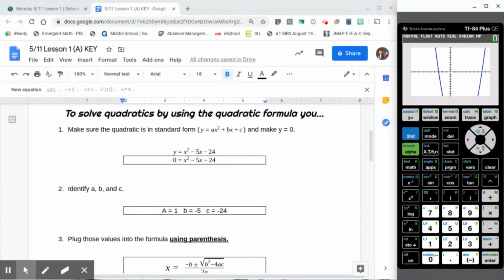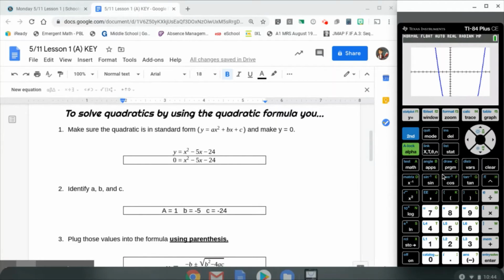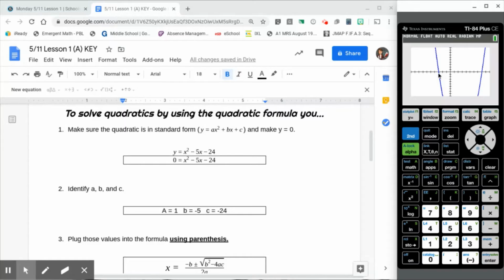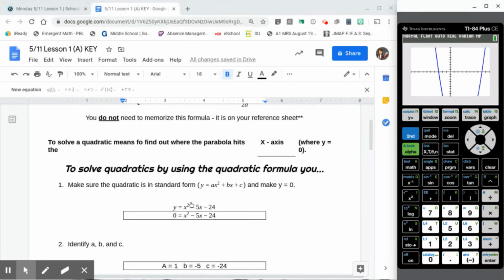We can't see the vertex. We could play around with the window, but we're looking for solutions, which means we want to look at where the parabola hits the x-axis. Now, it might not be as clear on your calculators, but you can clearly see that this intersects at -3 and 1, 2, 3, 4, 5, 6, 7, 8. So it's a good way to kind of double check there.